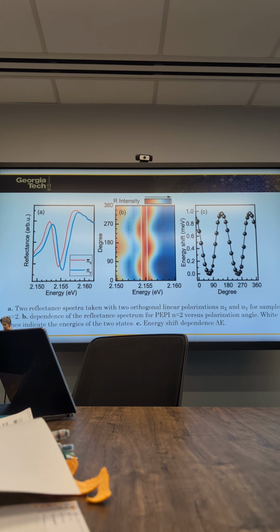If you see plot B, this is the dependence of the reflectance spectrum, again for n equals 2, versus polarization angle. So they change the angle, right? And if you notice, there is a pattern between 0 and 180, because this is the cycle. Between 0 and 180 it changed one time, then from 180 to 360 it changed another time, right? And that pattern is related with the energy of the new states, right?